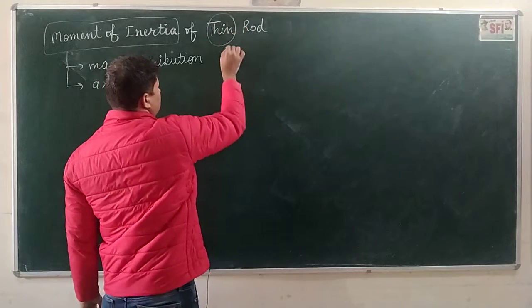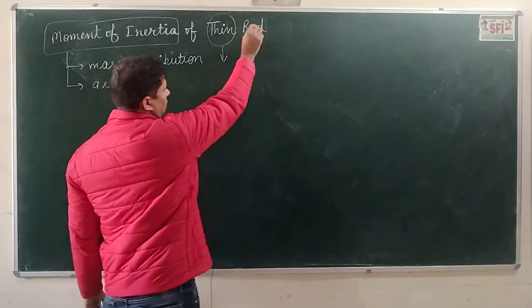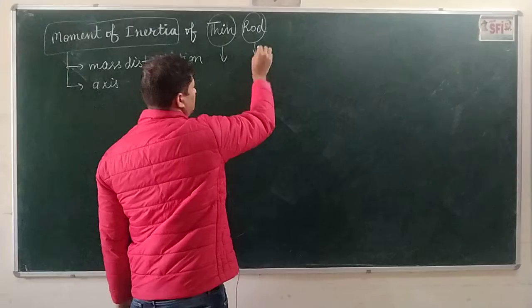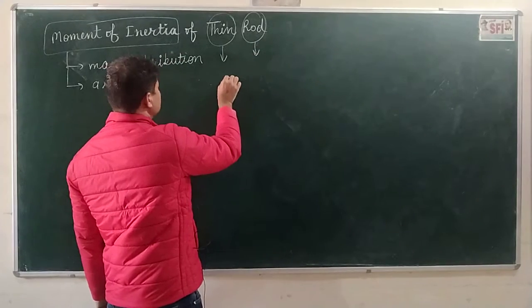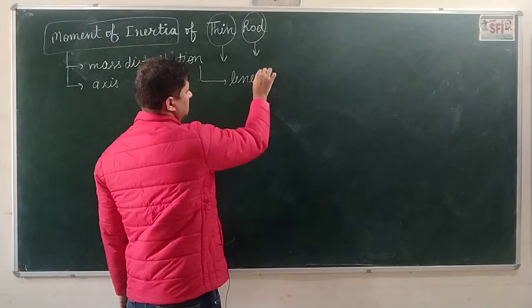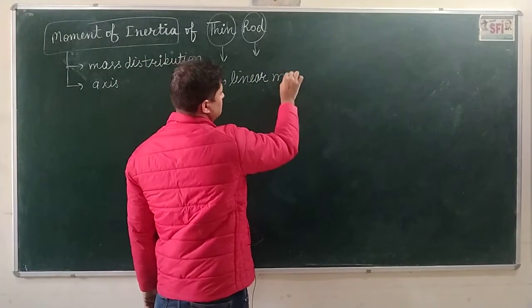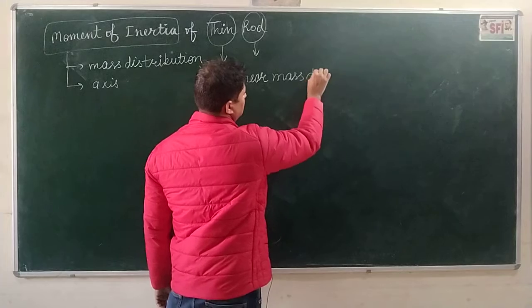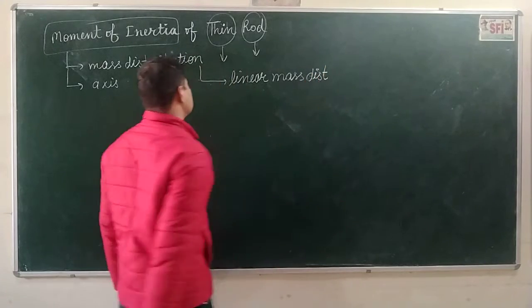And then you have thin rod. It means rod. From here you can take the idea that the mass distribution will be linear mass distribution. Here the mass distribution is linear mass distribution.